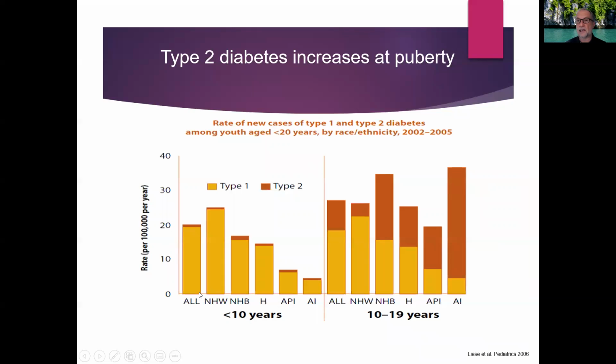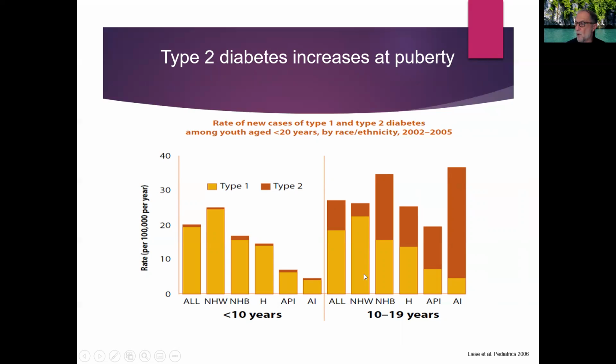Another thing that we see is that there's a tight relationship between type 2 diabetes and puberty. So this is a study called SEARCH that is a population-based study of childhood diabetes in the United States. And what we see is that before age 10, almost all the diabetes is type 1 here in yellow, with a very small amount of type 2 diabetes in the orange, among those the most high risk, that is African Americans, Hispanics, and Native American Indians.